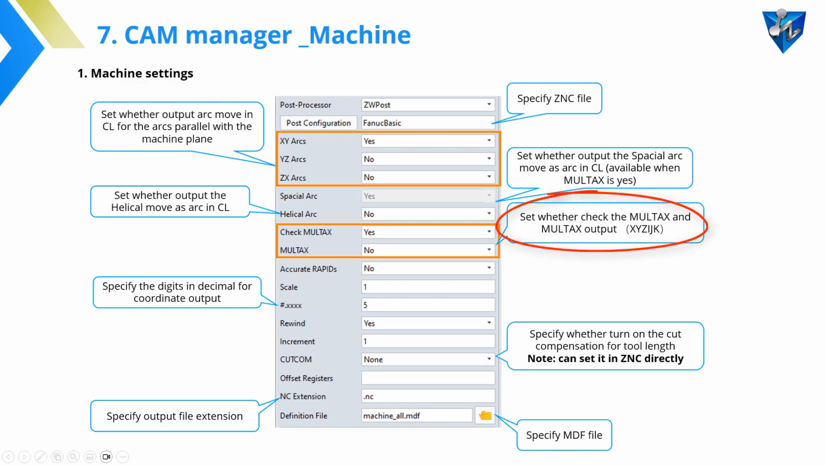Normally, the check Multax is set to yes, and the Multax is no. If you set Multax as yes, then it will turn on the Multax in CL, which will output the XYZIJK value. Normally it needs to be turned on for 4 to 5 axis toolpaths, including indexing machining, while there is no need for 2 to 3 axis machining. The other two options are quite easy to understand. One is to define how many digits for the decimal number of coordinates to be output in CL, and the other is to set the file extension of the NC file.